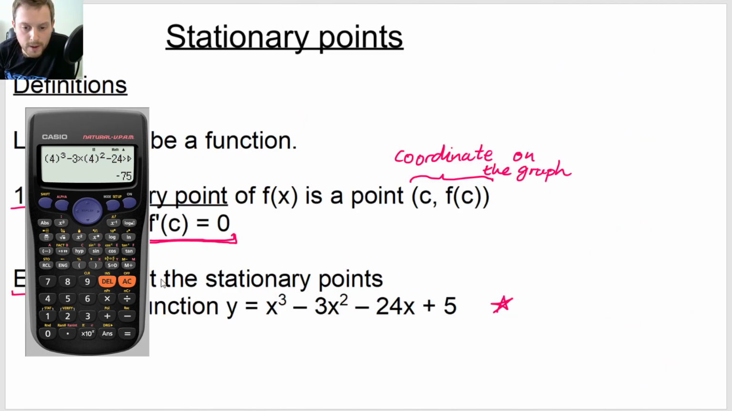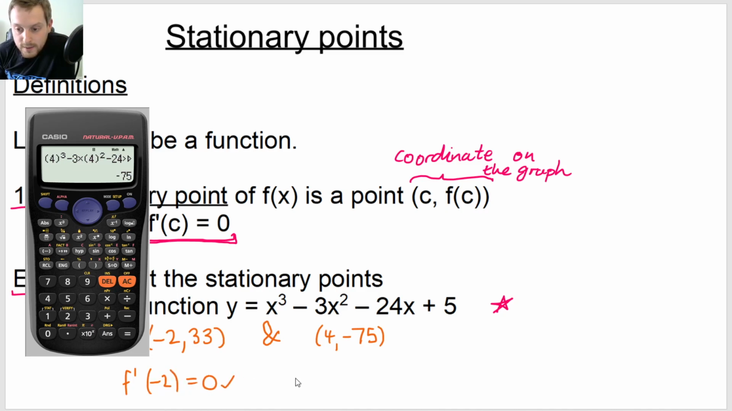So the stationary points are at minus 2, 33, and let's do that again, and 4, minus 75. That's right, isn't it? Remember those? And so what this means is if you work out f dashed of minus 2, you get 0. And if you work out f dashed of 4, you get 0. And that means it is indeed a stationary point.